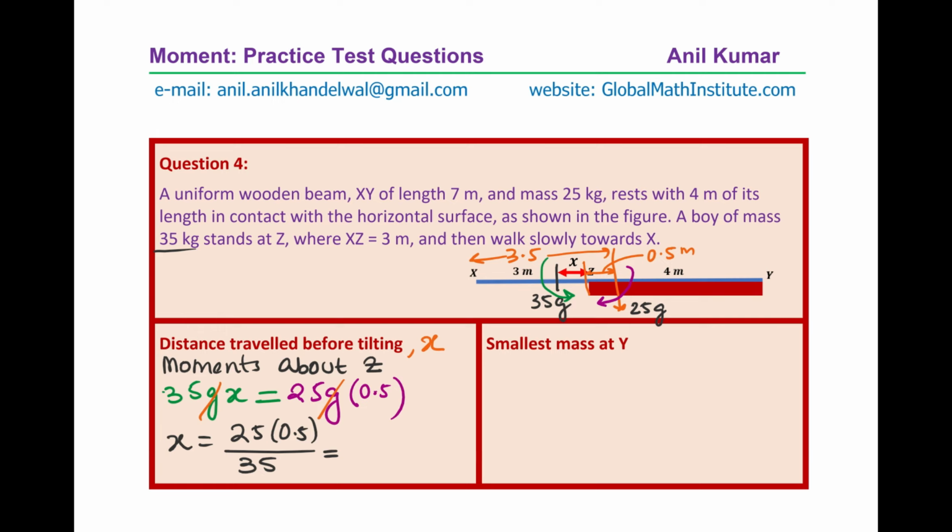So let's calculate: 25 times 0.5 divided by 35 gives us 5 over 14, or approximately 0.357 meters. Is that clear to you? So that much distance the boy will move before it starts tilting. We have rounded to three significant figures, right?